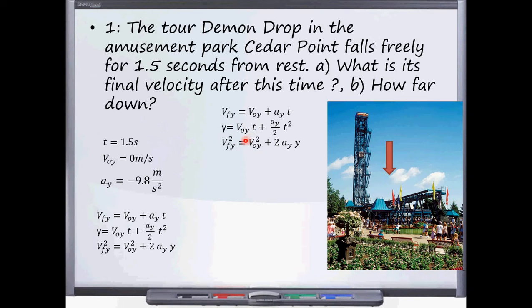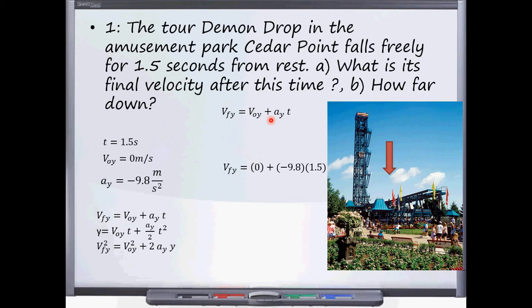Remember that I told you before that you have to see what you have and what you want. We have the time, the initial velocity on y, and the acceleration on y. And we want, it says, the final velocity. So as you can see, if we check these three equations, we have V0y, the time, and the acceleration, and we want the final velocity. So the first equation is the one that we are going to use to solve it.